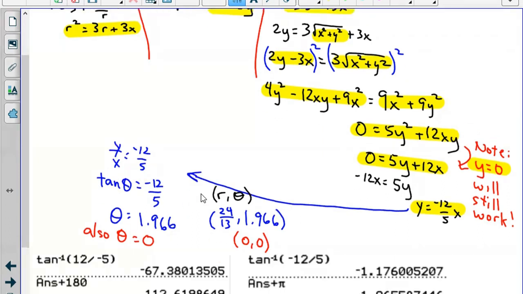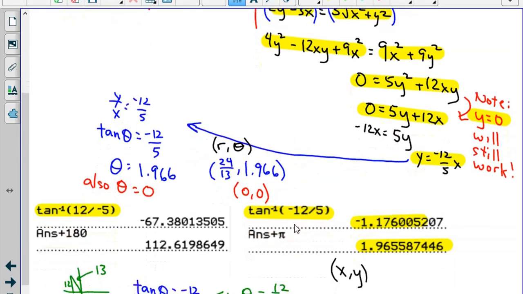So then I did tangent of theta inverse in the calculator, and I found that it was negative 1.176, which in 0 to 2 pi is going to be about 1.966. So that's where I got 1.966. Now, how did I get 24/13 for r? Well, by the way, remember that theta equals 0 works, so 0, 0 will also work as one of my answers.